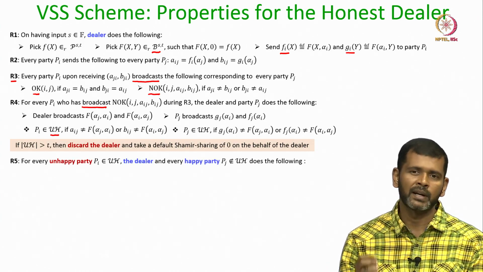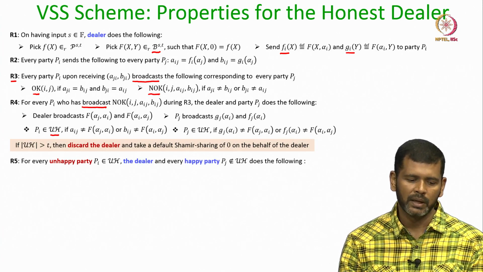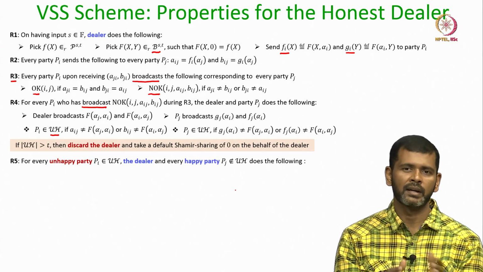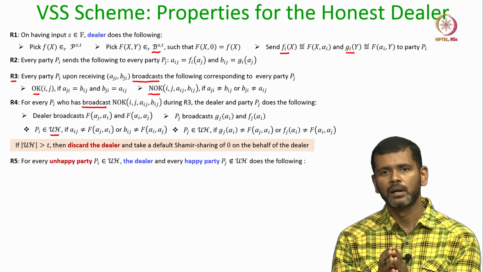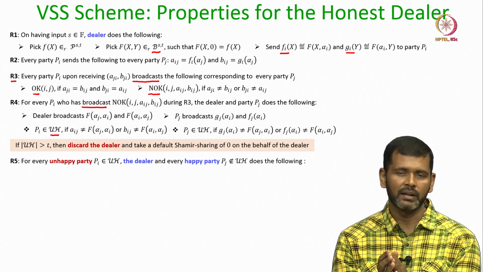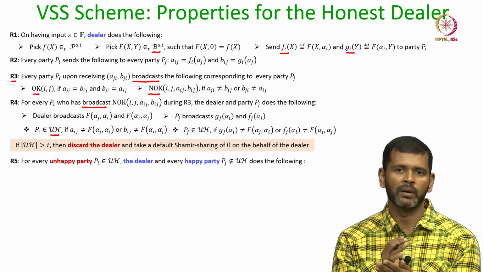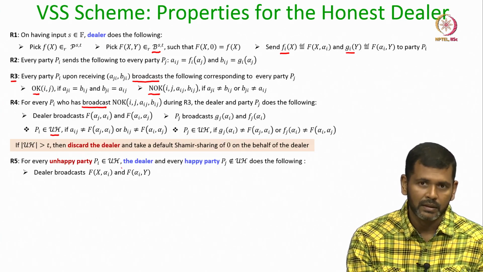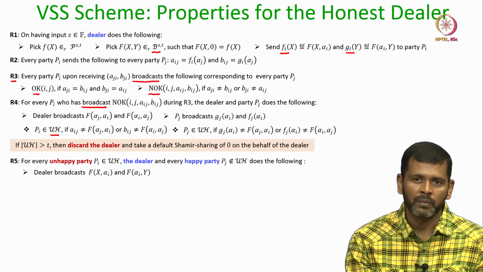But if the number of unhappy parties is up to t, then we have this fifth round where the dealer has to ensure that even the potentially honest parties in the unhappy set receive their right row and column polynomials, and this is done by asking the dealer to make public their row and column polynomials.